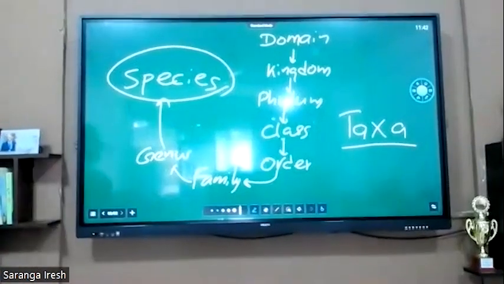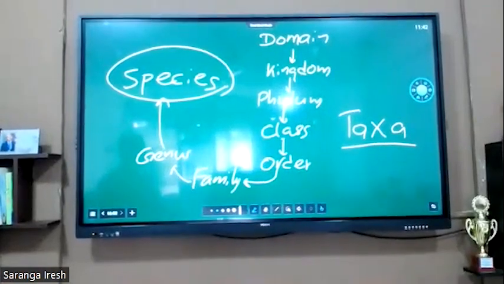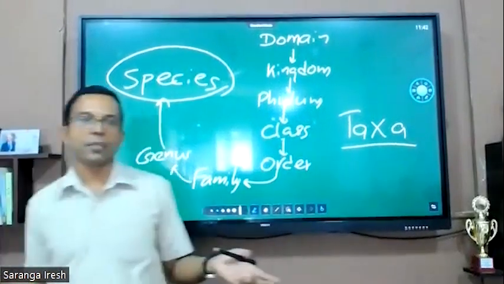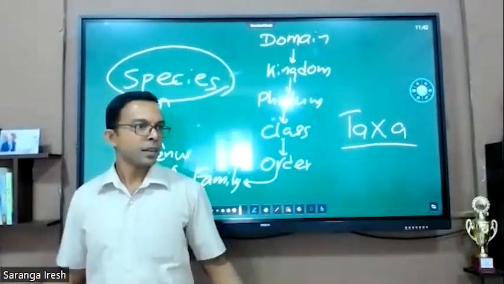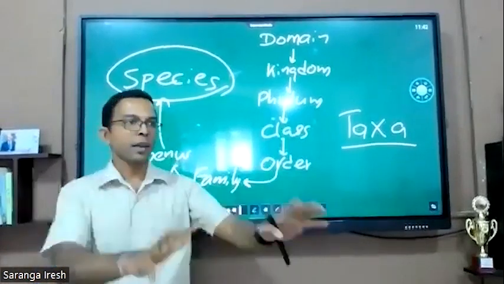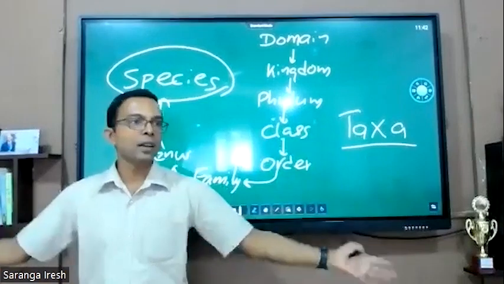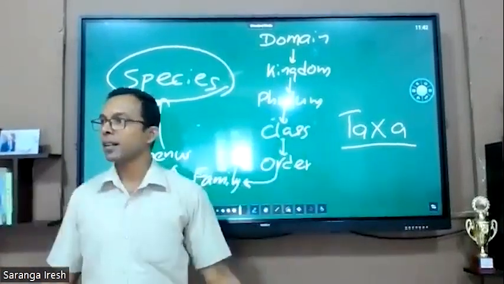So organisms are also classified by this particular system. Not only that, we can classify anything. For example, if we are classifying all the furniture in this class, we make two domains depending on a very common character.